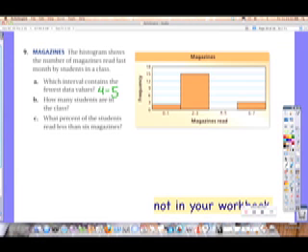Do we need to do anything for this one? And then do you agree this one's probably about 3? Yeah. Alright, we've got this, guys. What's 2 plus 15? 17 plus 3? 20. So they talked to about 20 students.